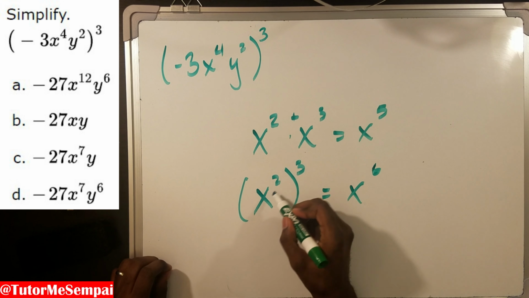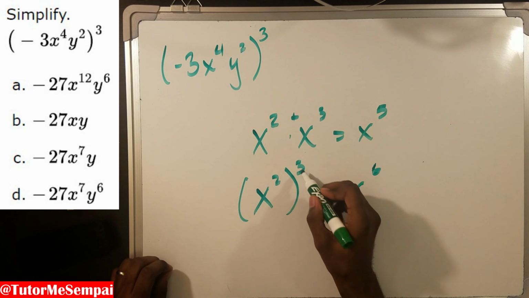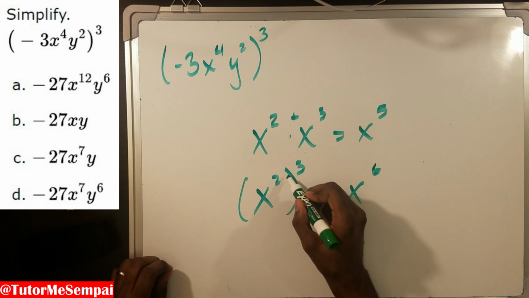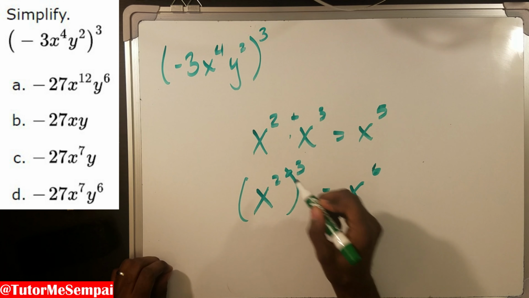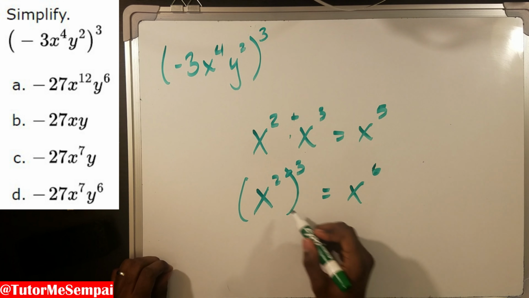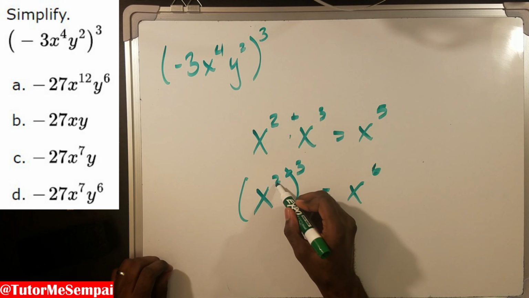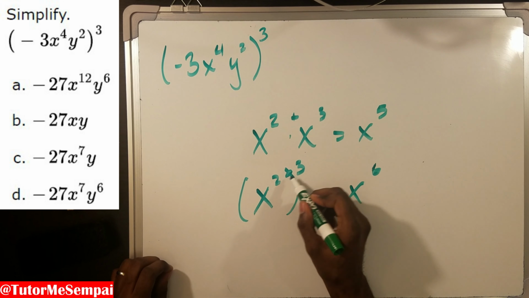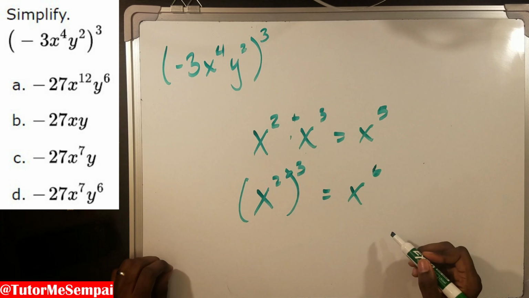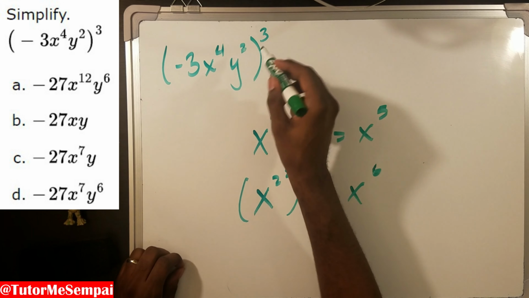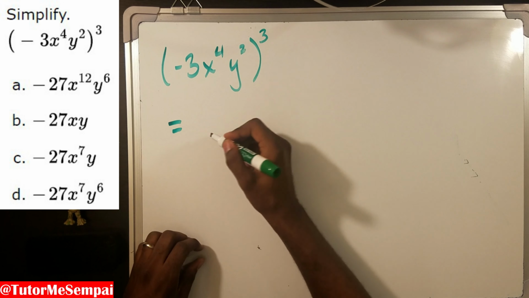Whenever we have x squared raised to another power in this fashion, we're just going to multiply these two numbers, right? X squared is raised to a power of 3, so we multiply the two numbers, the 2 times the 3, and that's how we get 6. So we're going to do that for all of these. We'll do it one at a time.